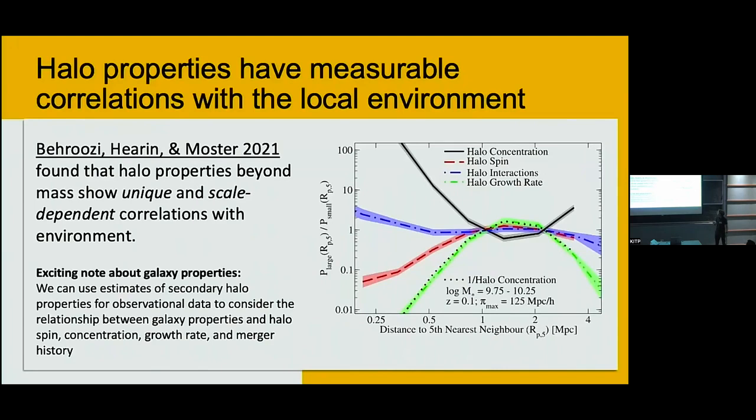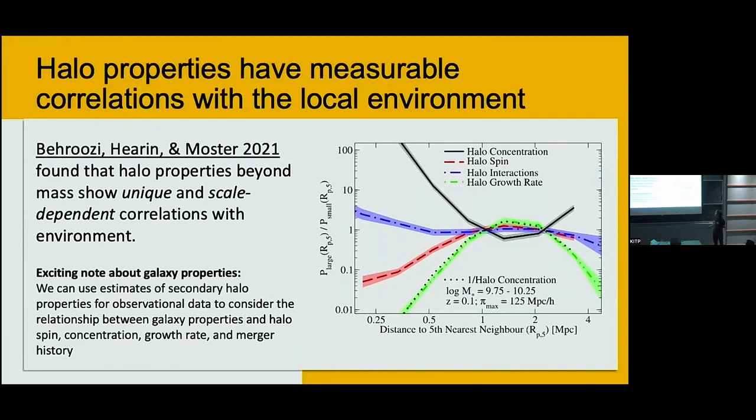So to start off with, why do we think that there's information in the environment? There has been a lot of work on this, and I'm going to specifically focus on one paper by Baruzzi and Moster in 2021, and in particular this figure. We're looking at the probability of a large value for one of these halo properties over the probability of a small value as a function of the environment, which in this case is measured as the distance to the fifth nearest neighbor.